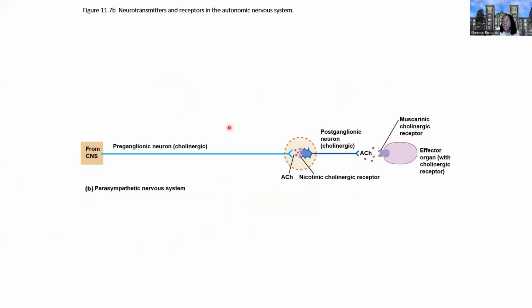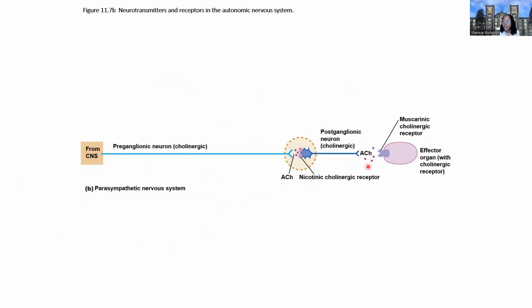For the parasympathetic, there's only one route. So there aren't these three separate routes, the way that we see in the sympathetic side. There's one long preganglionic neuron synapsing to ganglia. It's going to also be cholinergic and bind to a nicotinic fast receptor. Then there is a short postganglionic neuron, which is also cholinergic, releasing acetylcholine. So both neurons here are cholinergic.